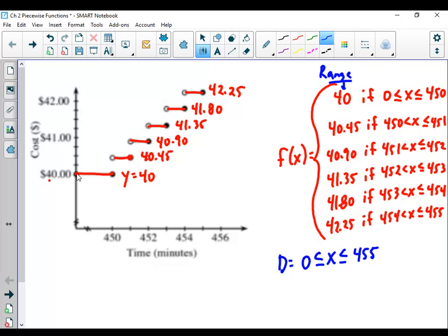So when we look at a piecewise function, we're going to look at each piece and come up with an equation for each piece. Now, for this one, those equations weren't too difficult. They're all just whole numbers. They were all horizontal lines. Most of the time when we have a piecewise function, though, they're not just going to be a step graph or step function. They're going to be made up of different types of graphs or different types of functions.